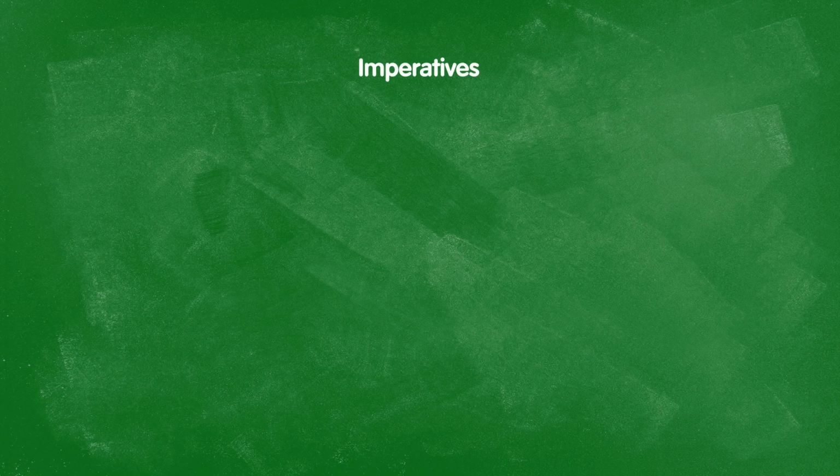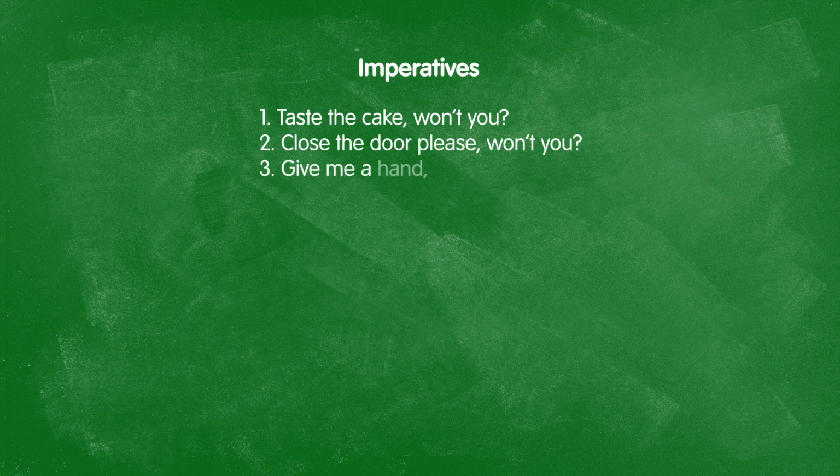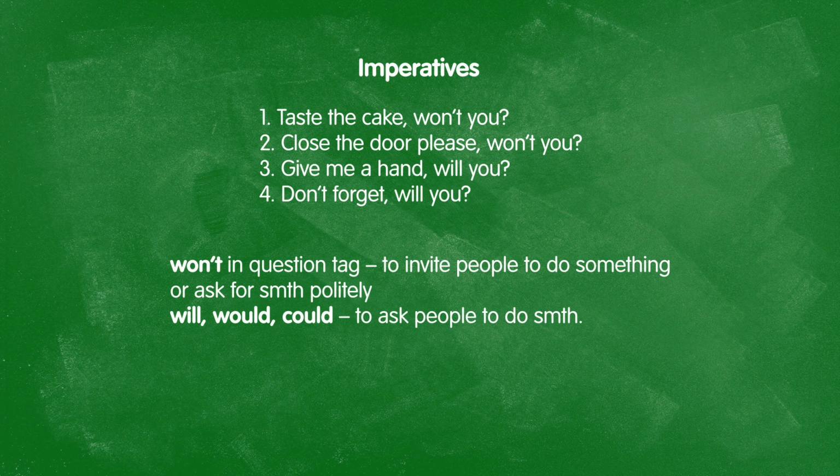And finally, with imperatives, you will replace will, would, and could with the phrase won't. Take a seat, won't you? So, let's read some more examples, practicing imperatives. Taste the cake, won't you? Close the door, please, won't you? Give me a hand, will you? Or finally, don't forget, will you? Here, these are used to make polite requests with the imperative.